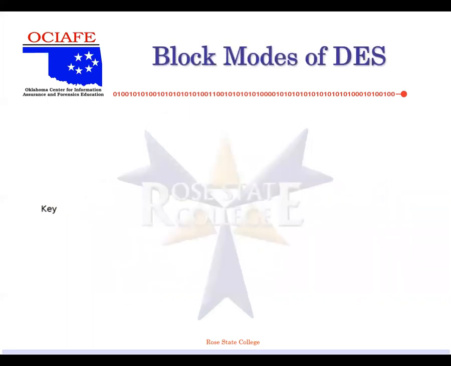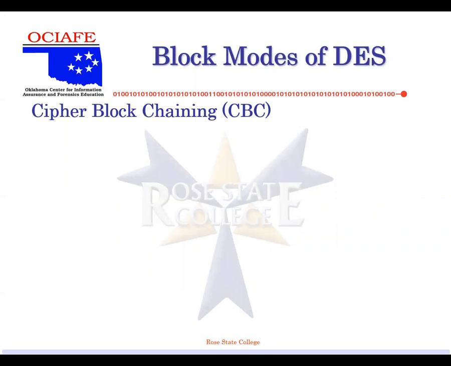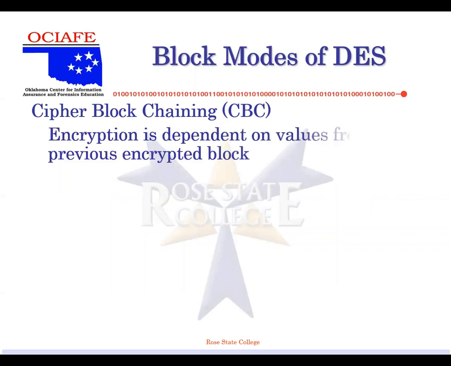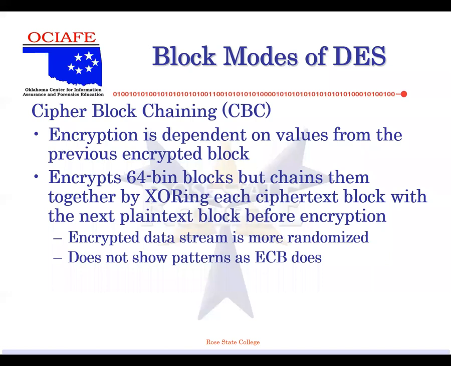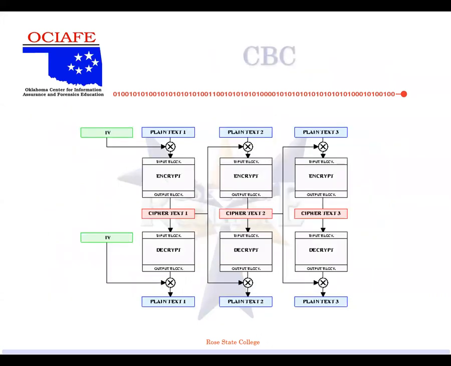Block modes. We also have what's called cipher block chaining. Encryption is dependent on the values of the previously encrypted block. I'm going to show you examples of that. We encrypt a 64-bit block, then chain them together by XORing them, and you will see the picture here.